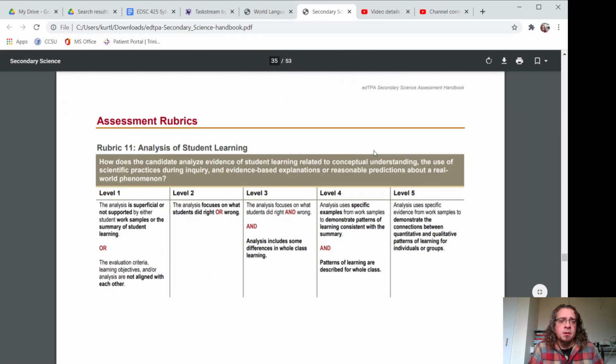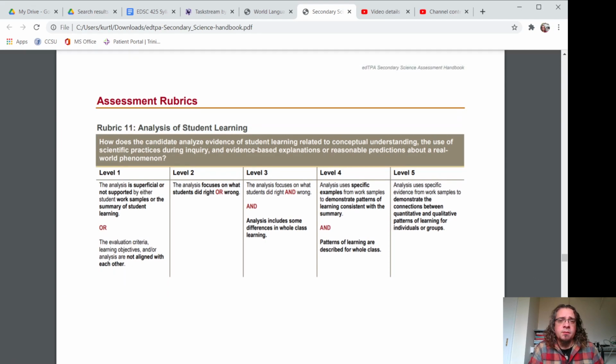All right, so for most of you, this is the first rubric in task 3. Again, if you're world language, you're starting with number 10. Don't worry about the numbers too much. Just worry about the content, right? So stay with me. Go to your first task 3 rubric. Here we are. Analysis of student learning.